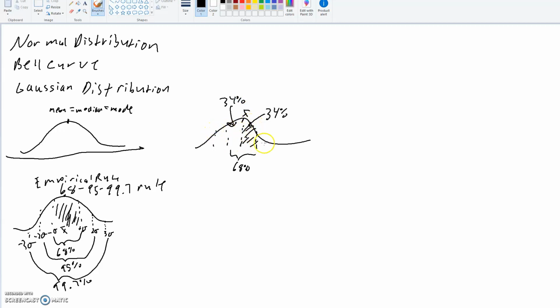Then if we go another standard deviation above or below, so now we have our 2 standard deviations, we know that this whole thing here is 95%. And since this region is 68% and this region is 95%, then these two regions make up a grand total of 27%. Because 68 plus 27 is 95. So that means this region in particular here is 13.5%. Then this region here is another 13.5%.